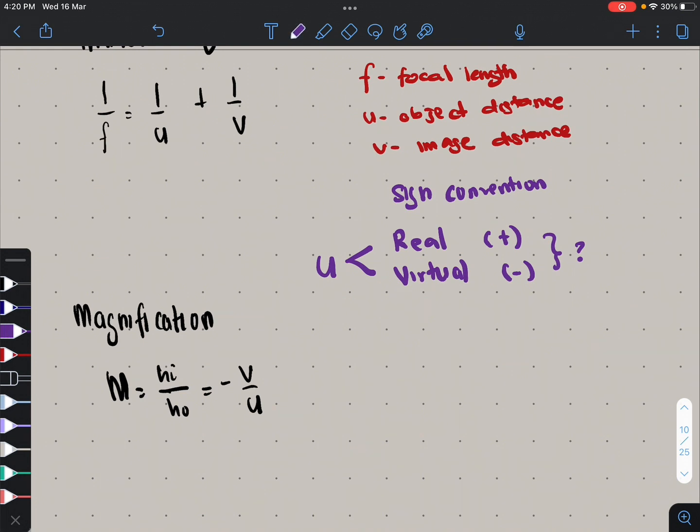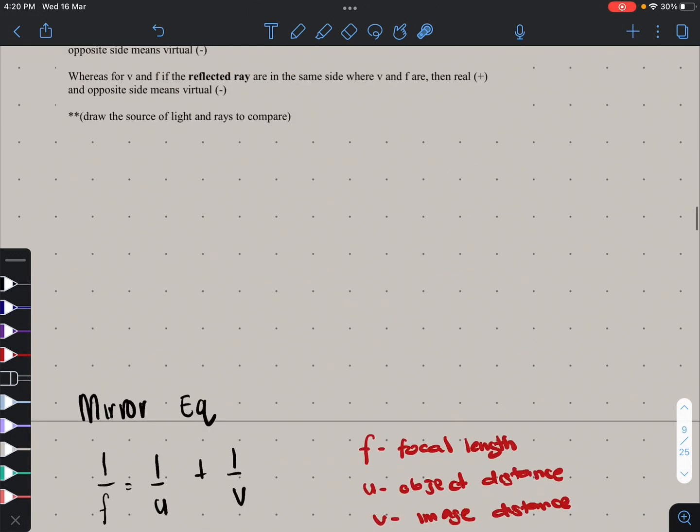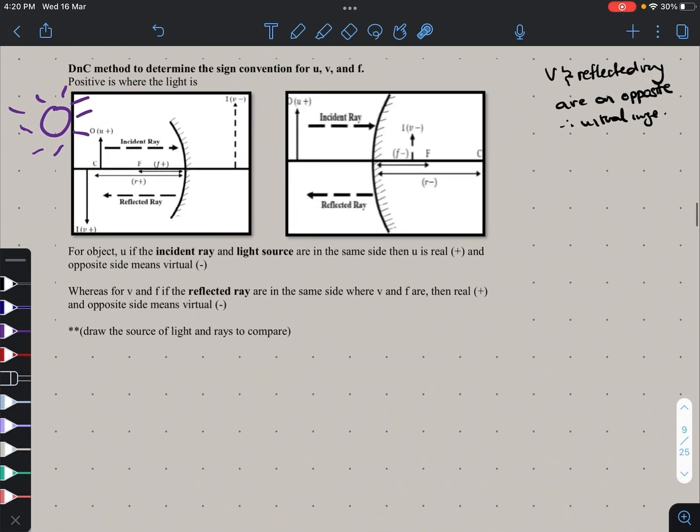Next, begitu juga untuk image kita pun. Image kita can either be real ataupun virtual. If it's a real image, dia adalah positive sign. So to substitute the value here, you have to consider the positive sign here. And then, kalaulah dia virtual, maka kita kena substitute the value with a negative sign here. How do we know dia adalah positif ataupun negatif, iaitu real ataupun virtual? We are going to use the DNC method, draw and compare method.